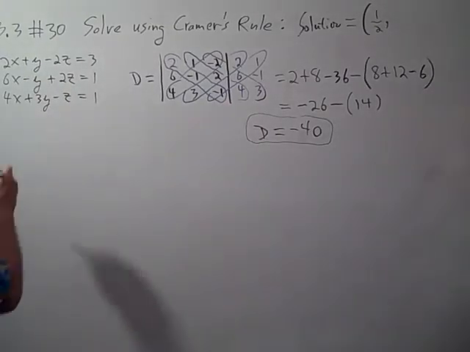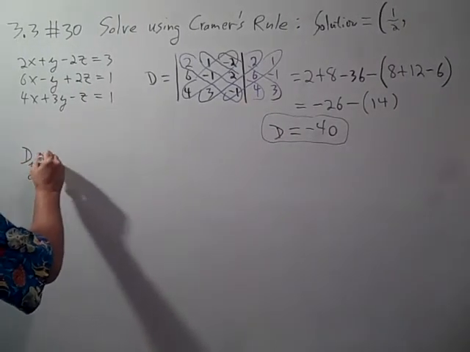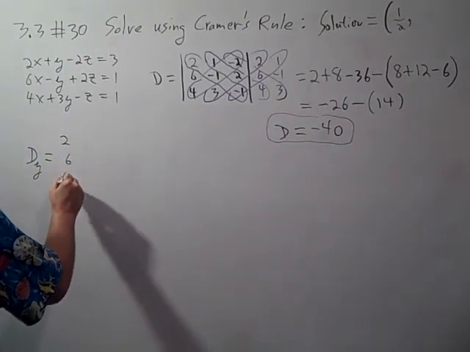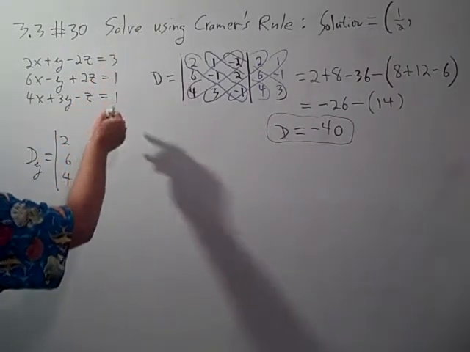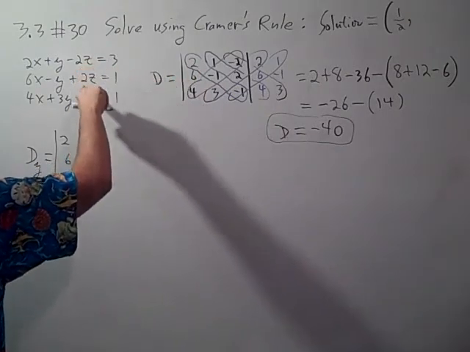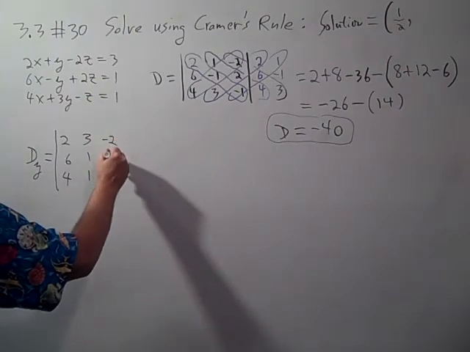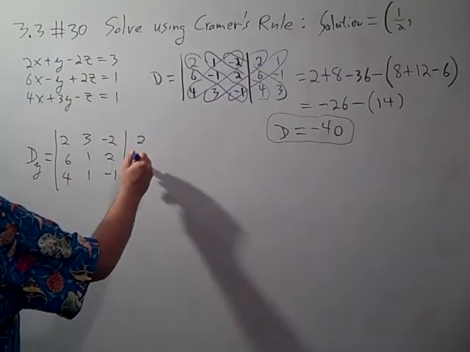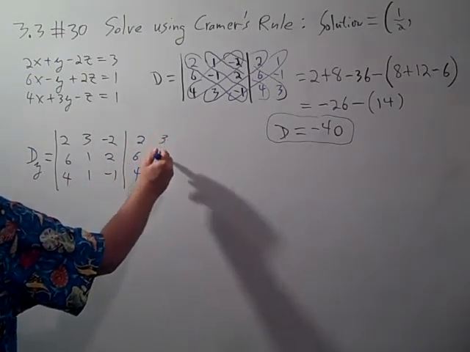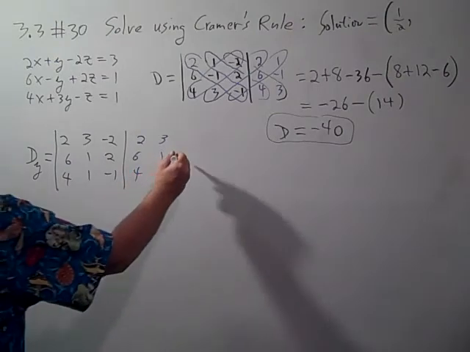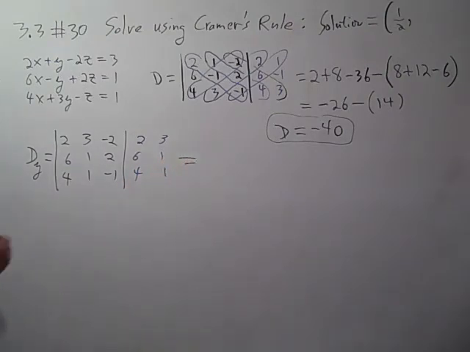D sub y is the same as the original matrix, except we replace the y column with 3, 1, 1. The z column is the same as it was: negative 2, 2, negative 1. So copying the first two columns, 2, 6, 4, 3, 1, 1, we can begin this process of multiplying down diagonals.